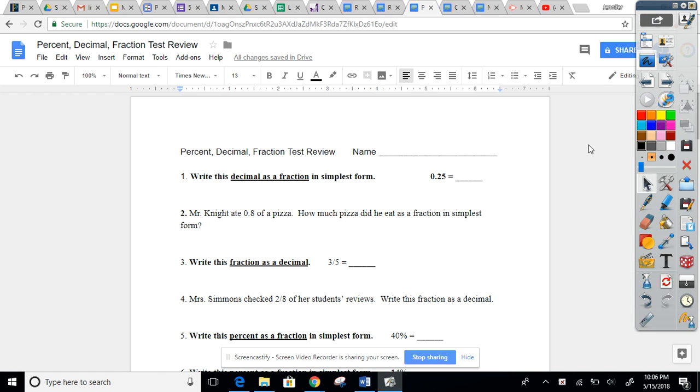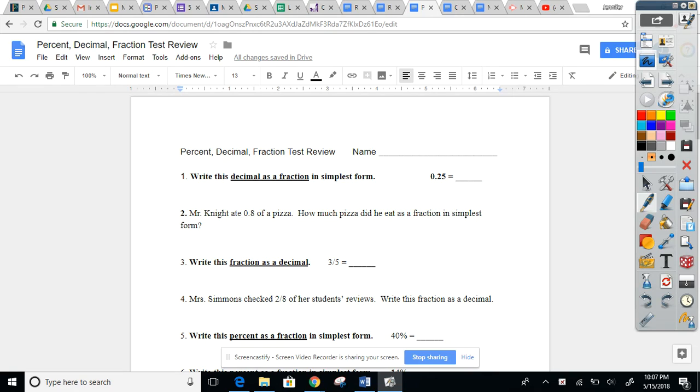Okay, so we are going to be talking about decimals, percents, fractions, conversions. So look at number 1. It says, write this decimal as a fraction, okay? So look to the right, it says 0.25. If we think about 25 cents, how many quarters are in a dollar? That would be 1/4, right?